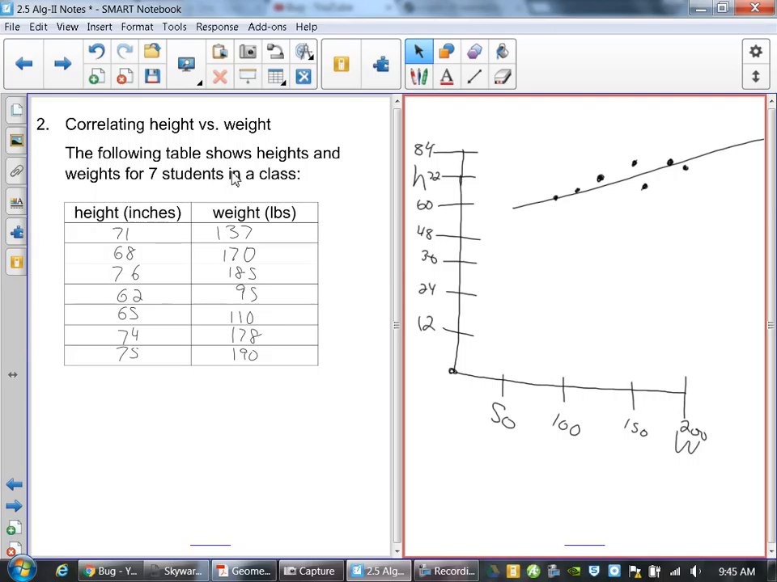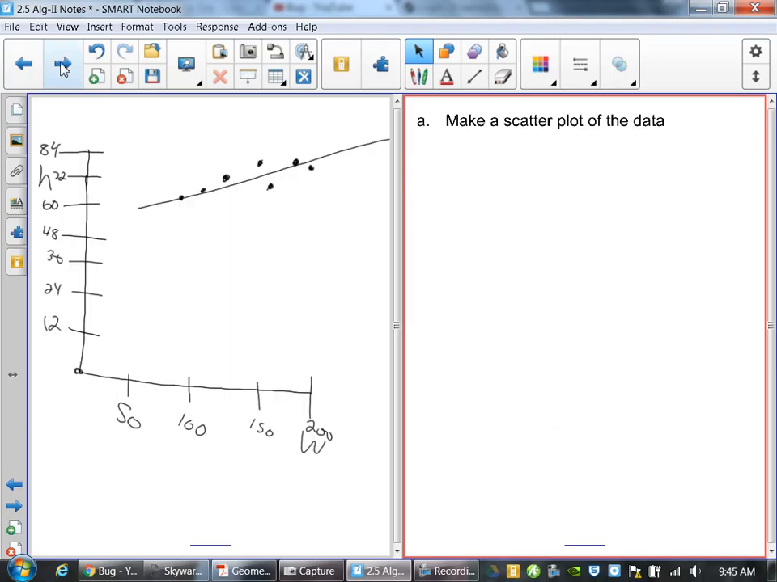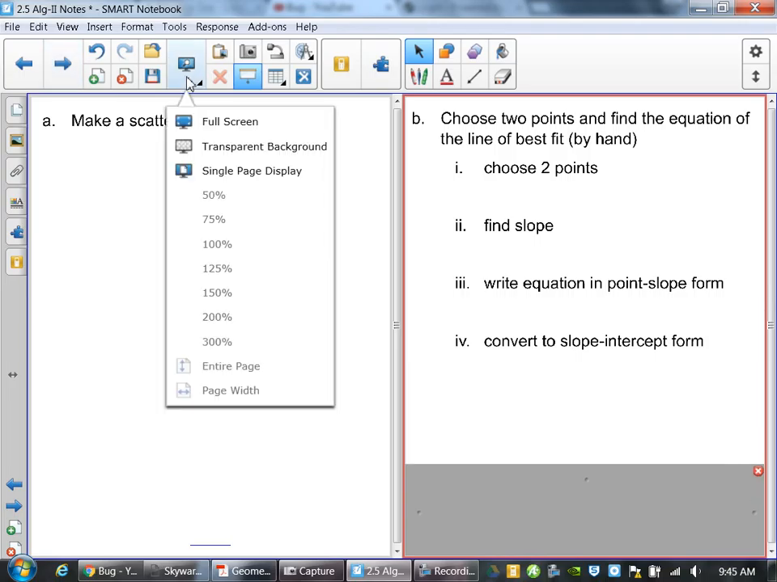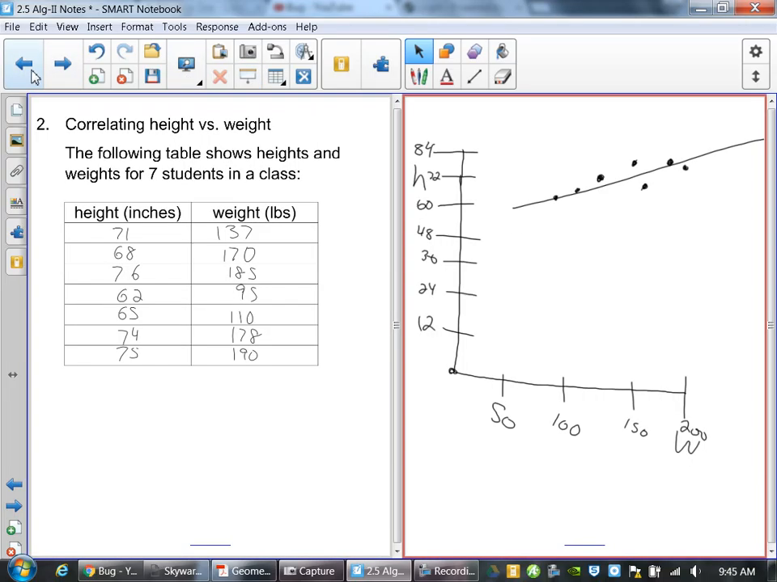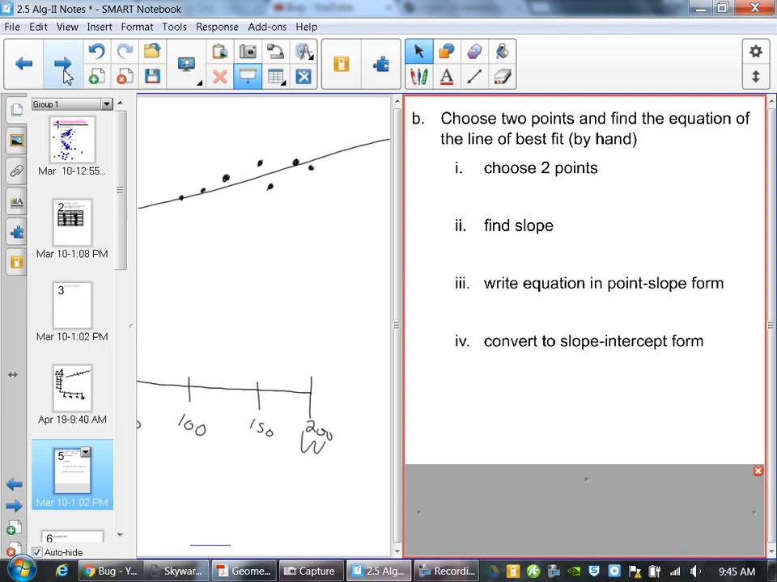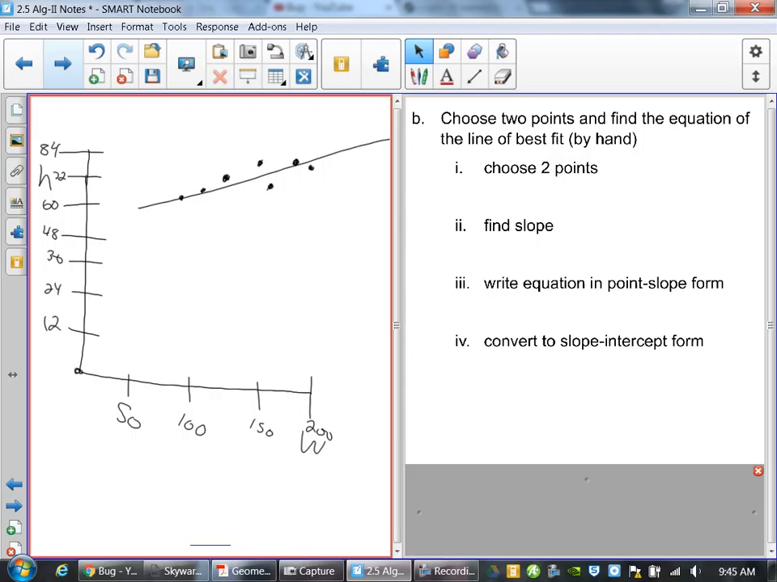Remember how to write the equation of a line given ordered pairs? Aren't these just ordered pairs? Choose 2 points and go from there. So let's go back. If we choose 2 points, let's say we pick this one and this one. Is everybody okay with picking those 2? Just for an idea, we get a decent amount of points on both sides of that line.